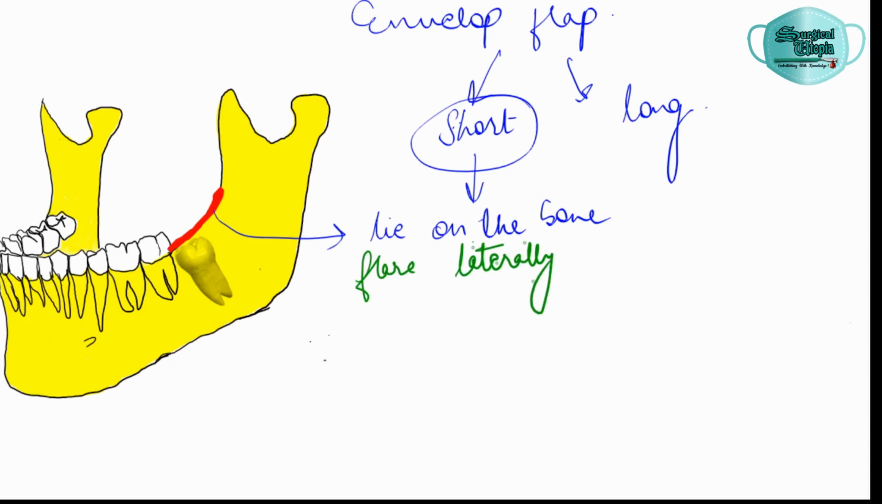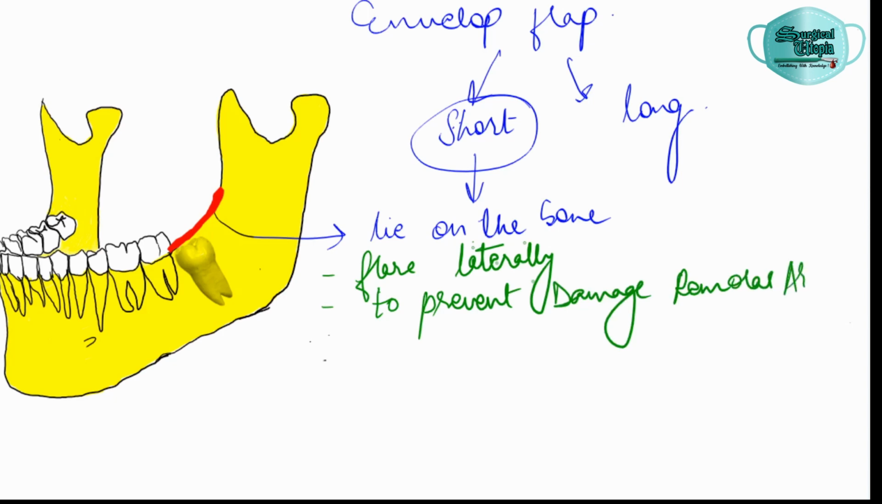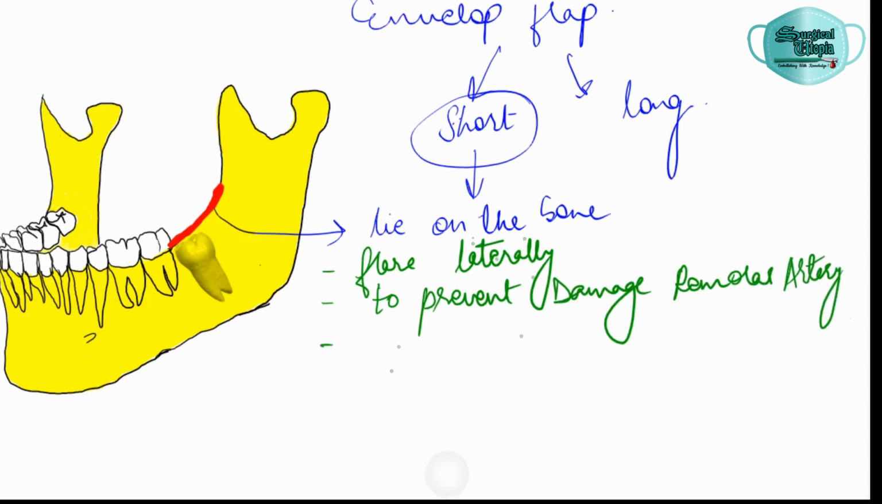The second reason for turning it buccally is to prevent severing of the retromolar artery, which is usually present in the retromolar fossa. The retromolar fossa will be present somewhere in the posterior direction over here, distal to the third molar, and if the incision is not turned buccally, then there are chances that the retromolar artery may be damaged. So it should be turned buccally to prevent damage to the retromolar artery. And the third reason is to prevent damage to the lingual nerve.